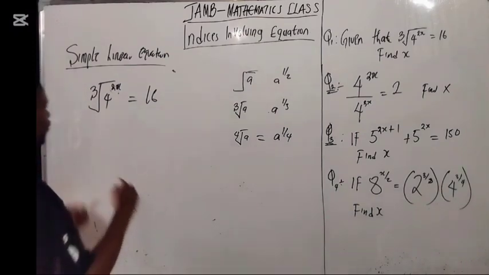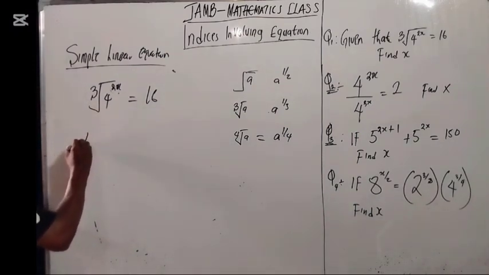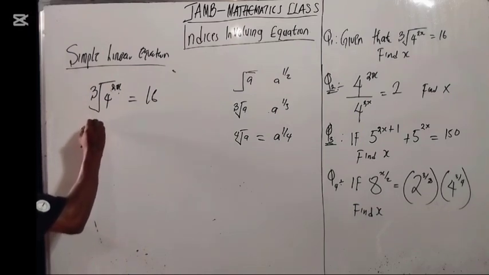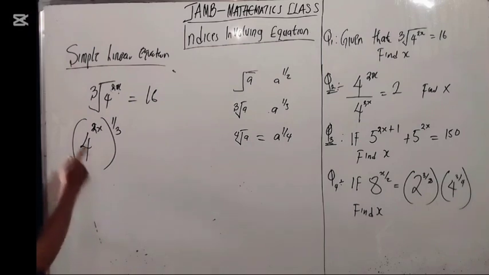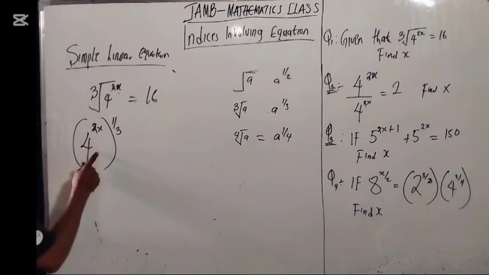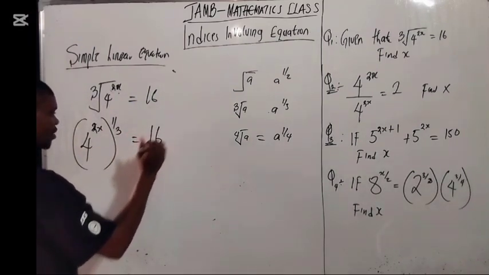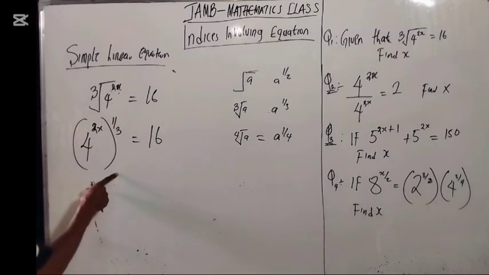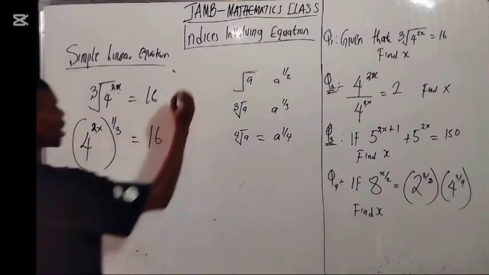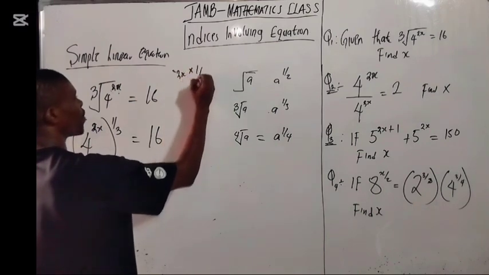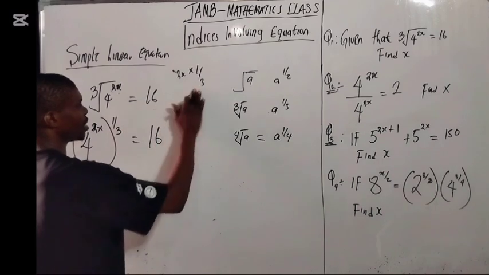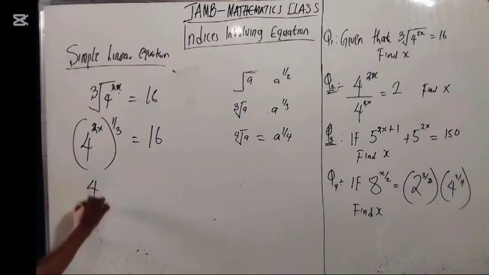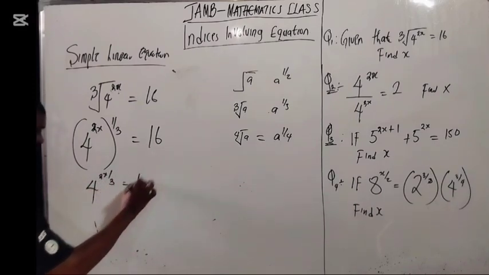So please pay close attention. If you write this, you can say 4 is 2 squared, all raised to 1 over 3, equals 16. If you open the bracket here, we have 2x times 1 over 3, which is 2x over 3. Can you see that? So here we have 4 raised to 2x over 3 equals 16.